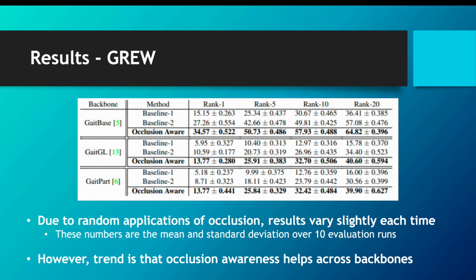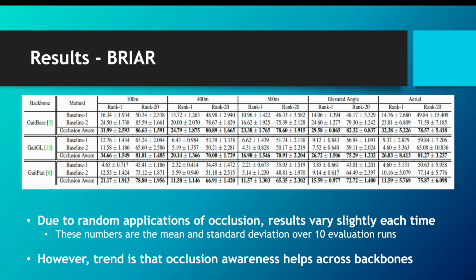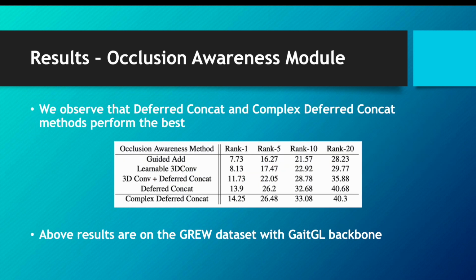And these are the results for the GRU dataset. Due to random application of occlusion, the results vary slightly each time, and we report the mean and standard deviation over 10 evaluation runs. However, the trend is clear. Inserting occlusion awareness helps across different backbones. These are the same results for the BRAD dataset. Here also we can see this trend. So occlusion awareness helps across backbones.